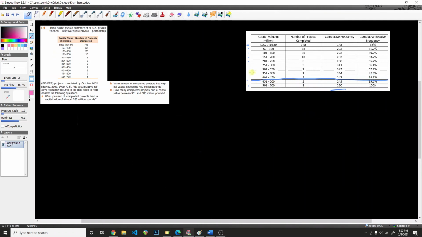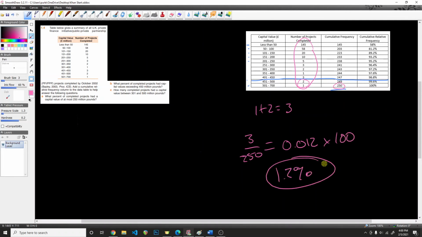Another way you can come to that same answer is if you say, okay, this is the data that we're looking at. So we have one data point and two data points. So we just add those together, and that will give us 3 data points out of our overall total number of projects, which we know to be 250. So if we take 3 divided by 250, that will give us 0.012, and again, remember, we need to multiply by 100, at which point we'll have 1.2%. And once again, we have the same answer.